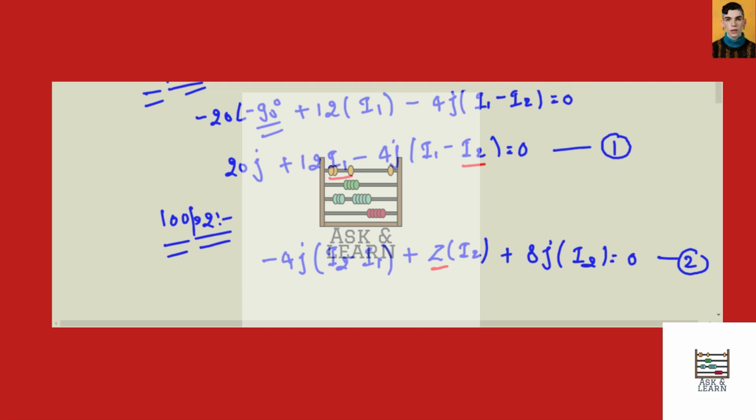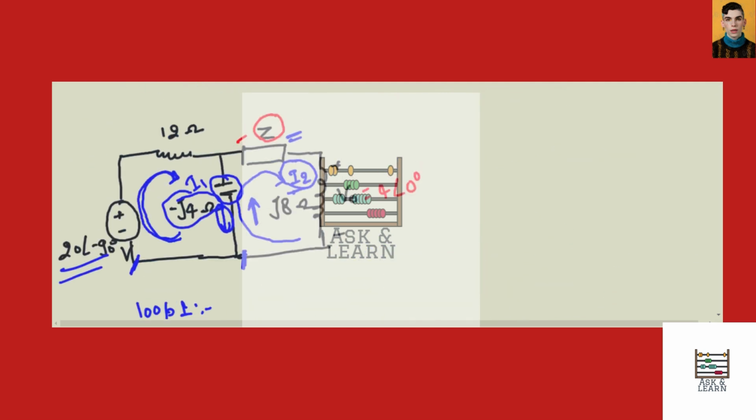For one more equation, if you look carefully over here, we have the value of V naught, and V naught can be written as this 8j into the current flowing through it, which is I2. This will become 8j into I2, because we know the formula V is equal to I into Z, where Z is the impedance, right?